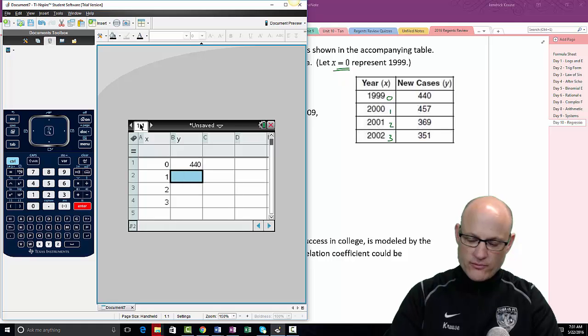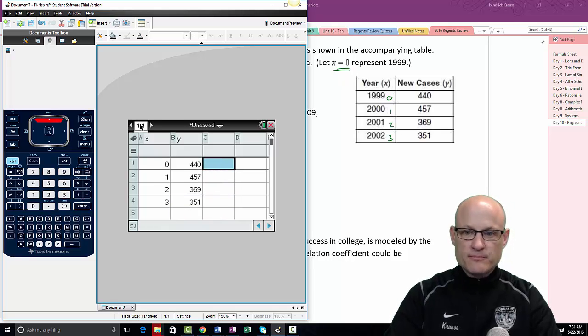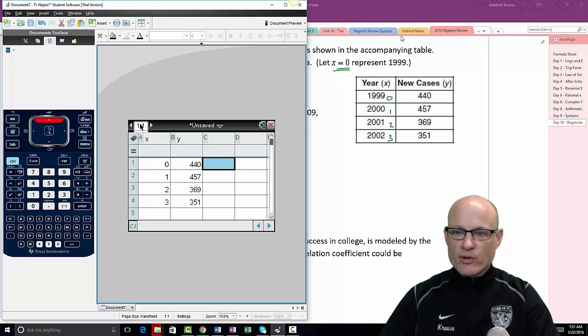4, 4, 0, 4, 5, 7, 3, 6, 9, 3, 5, 1. That's weird. All right. Well, it seemed to have gone up and then went down. That's weird. So we're going to do linear correlation.